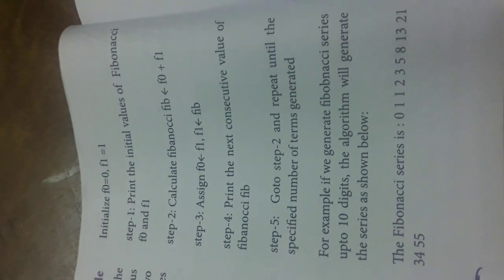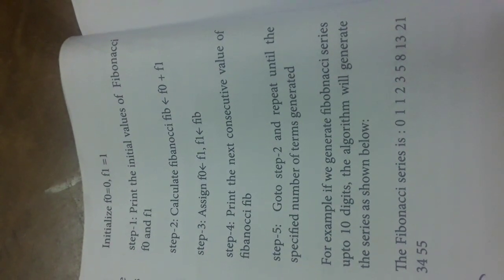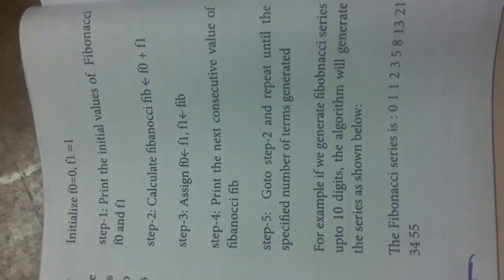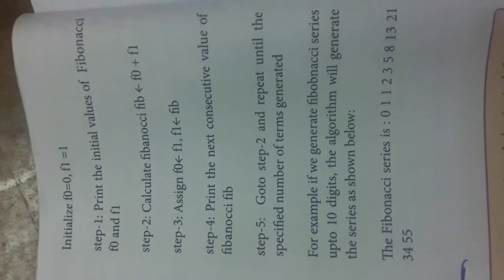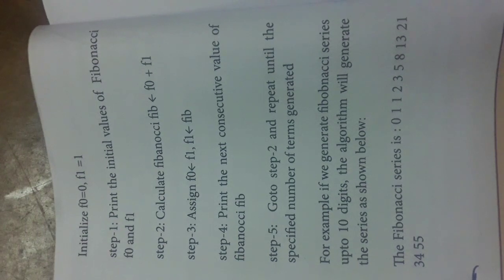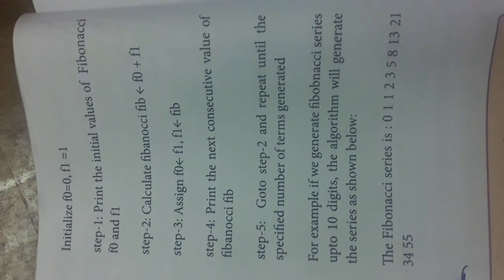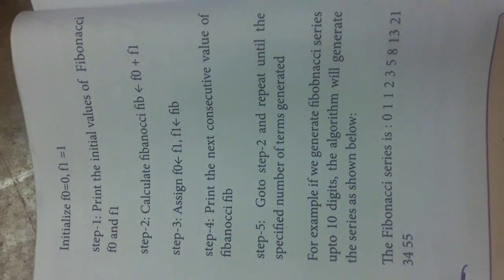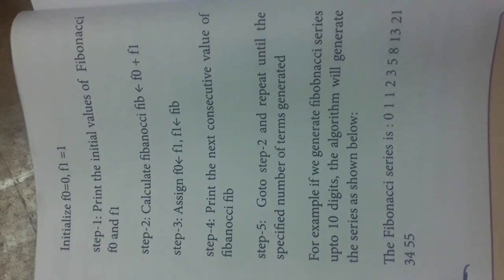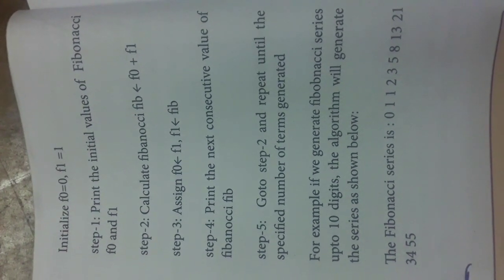How will you calculate? You will add the previous elements. Calculate Fibonacci fib is equal to f0 plus f1. Now assign f0 is equal to f1, f1 is equal to fib. Print the next consecutive value of Fibonacci, fib. Now this is the logic, and from step 2 it is the loop statement which has to be continued. So it will keep on continuing till you achieve your n element. This is the example for dynamic programming approach.